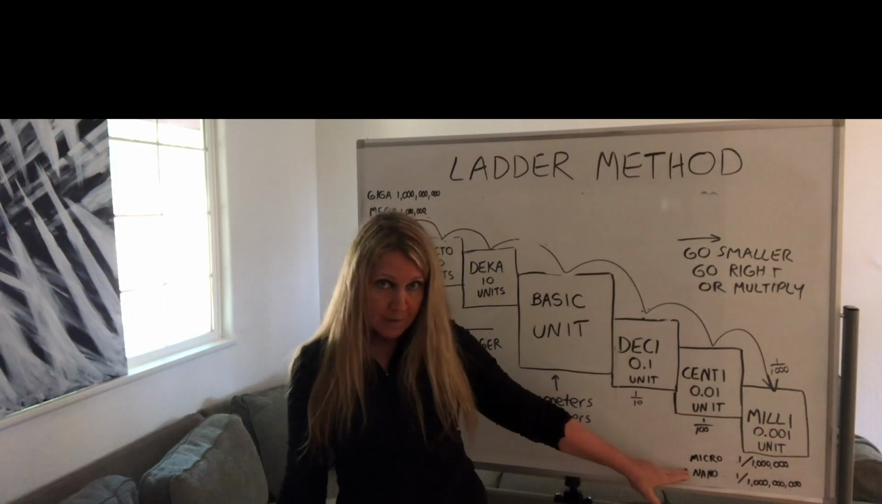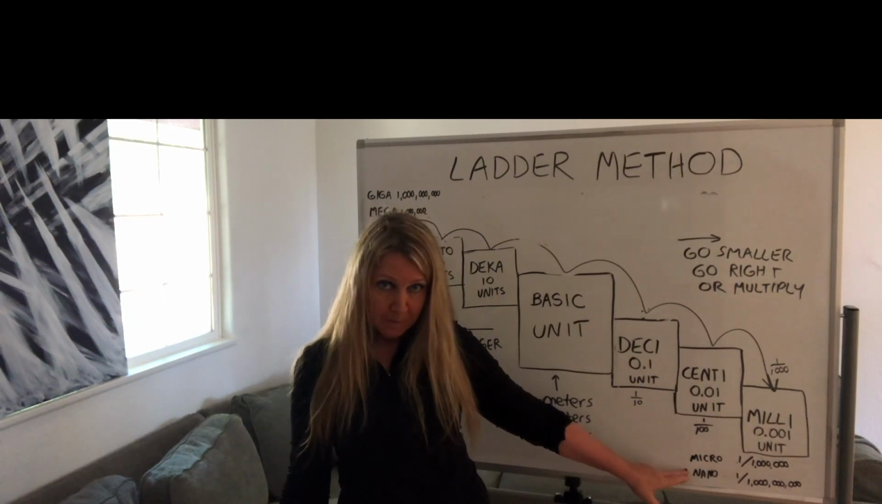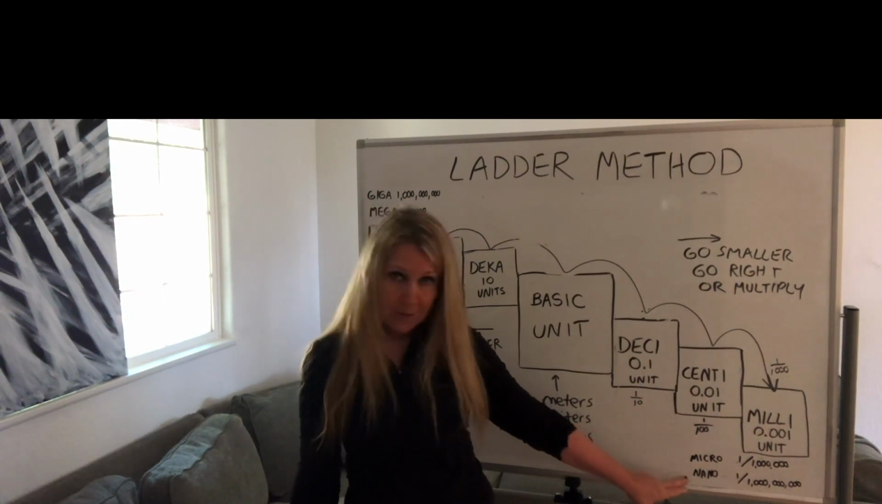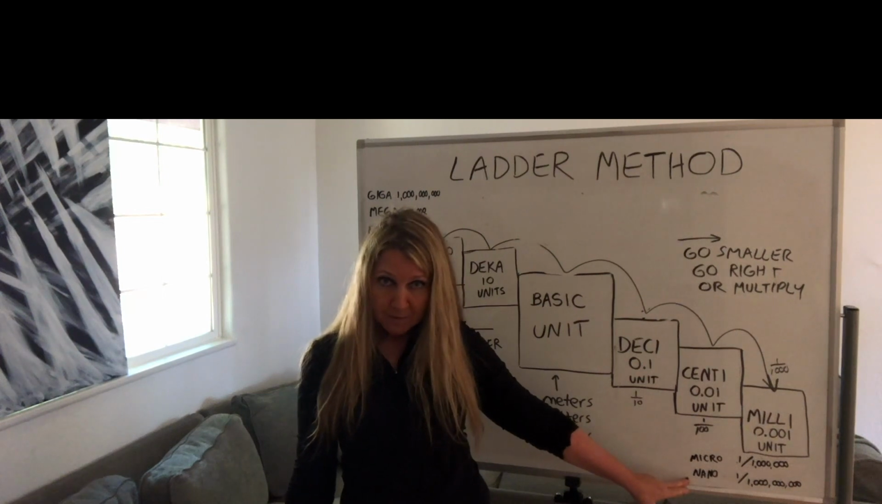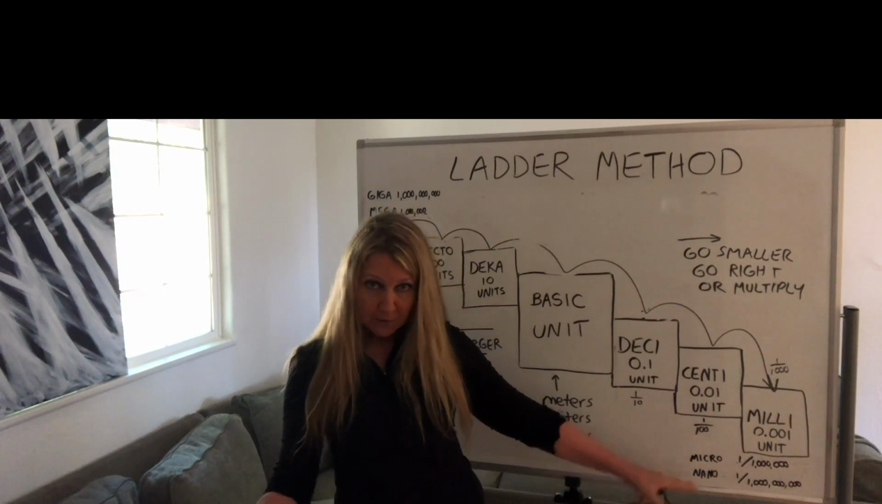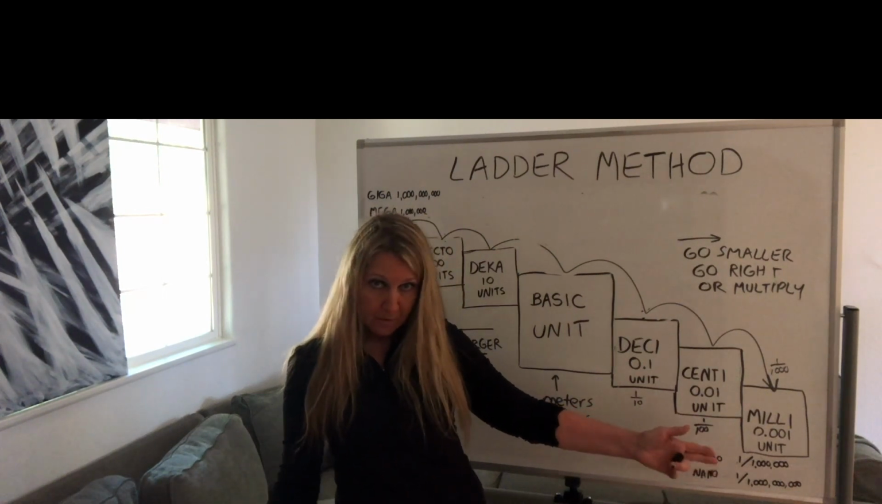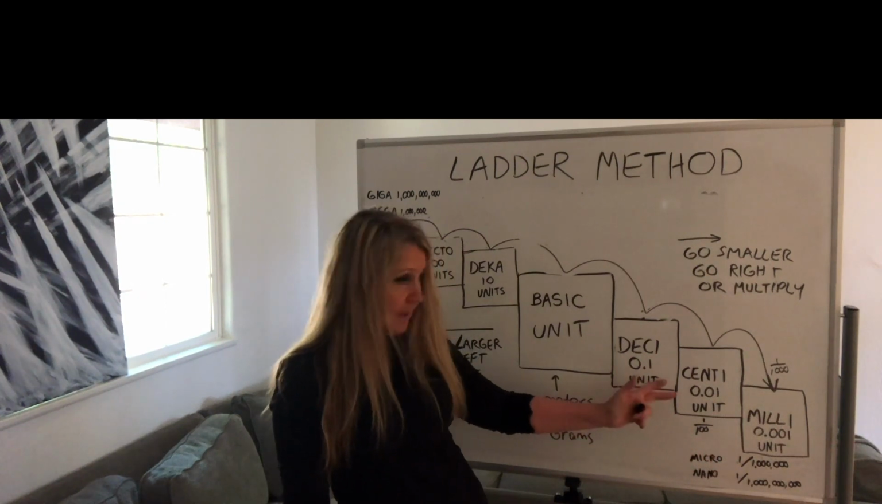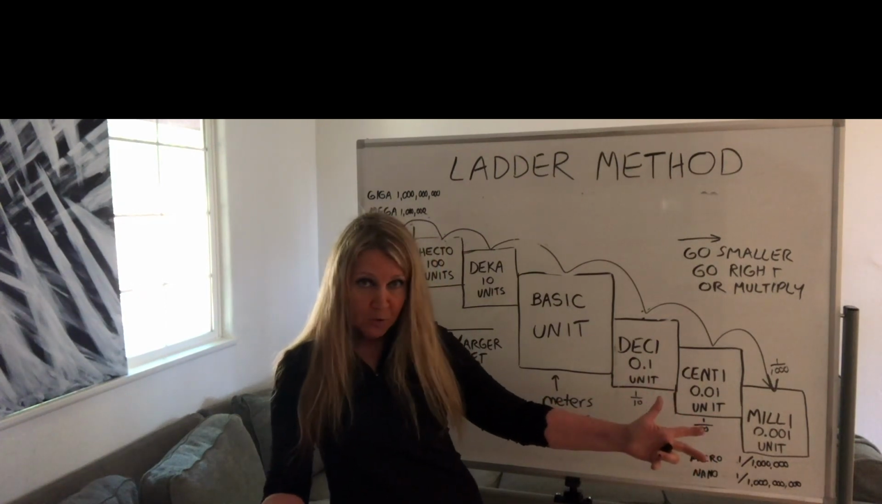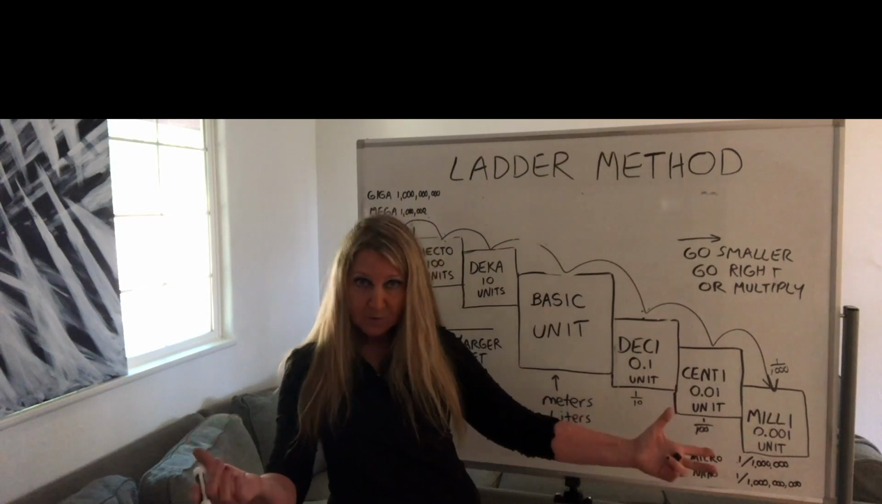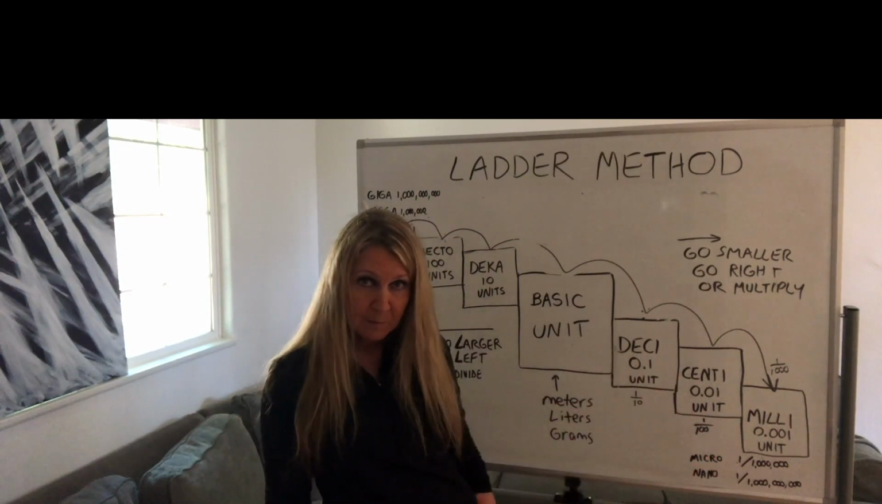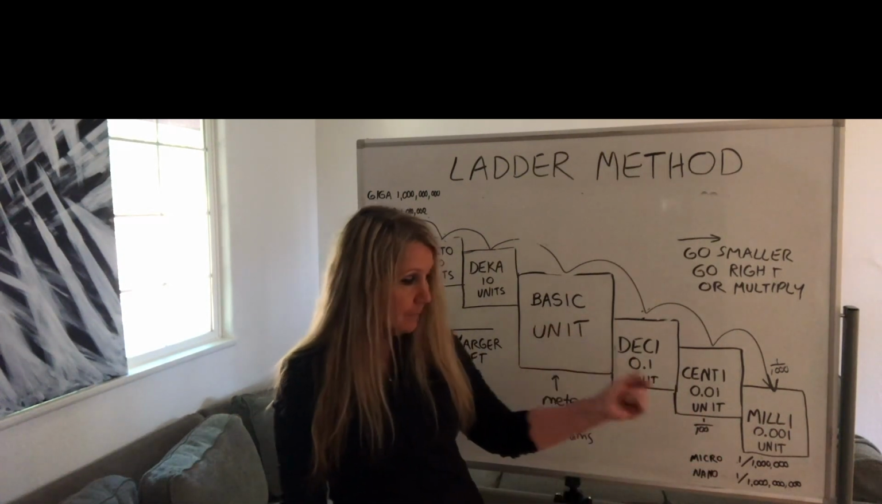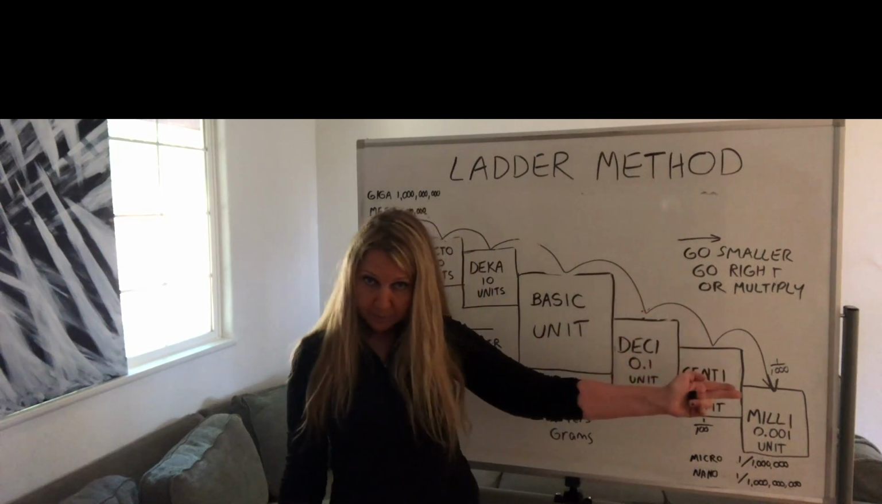Micro is a 1/millionth. And nano would be 1/billionth of a meter, liter, or gram. So these prefixes are important to know. It makes it easier when you have to convert in the metric system. So that is going smaller.